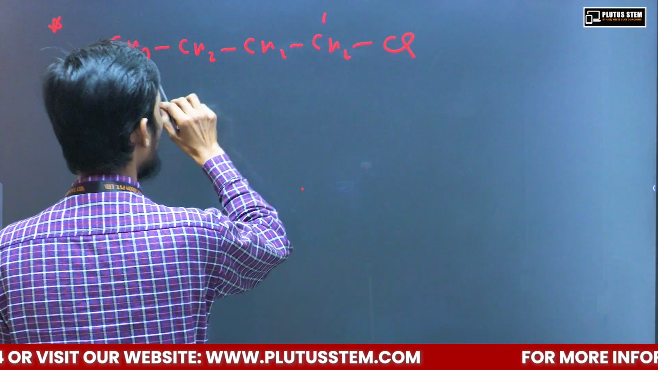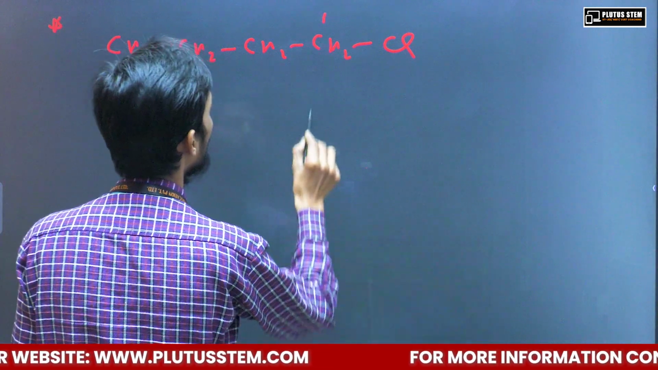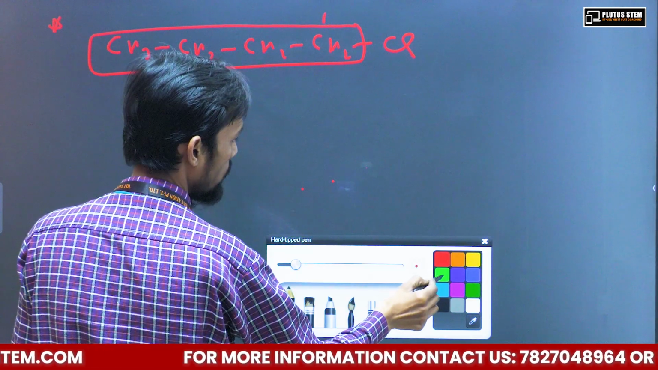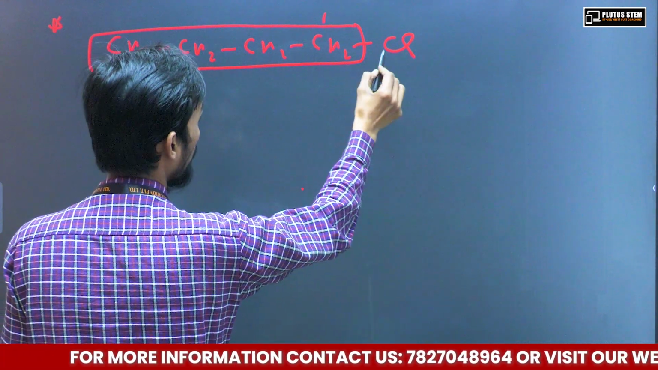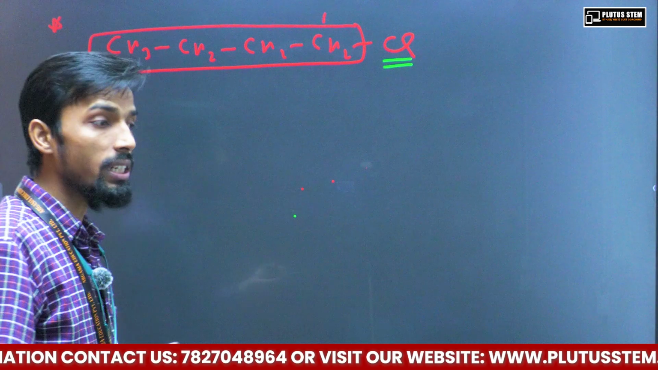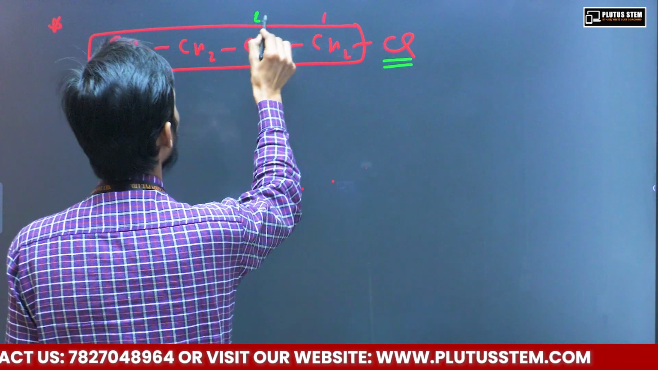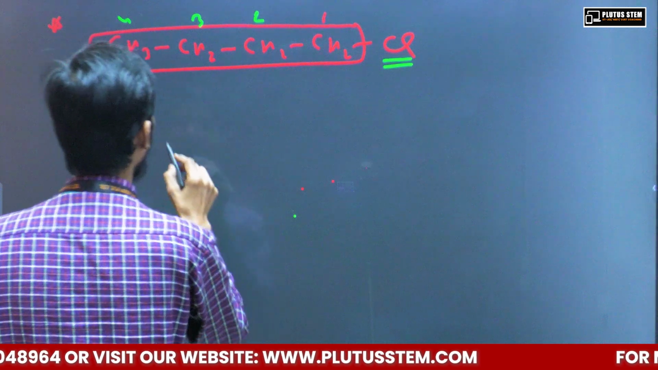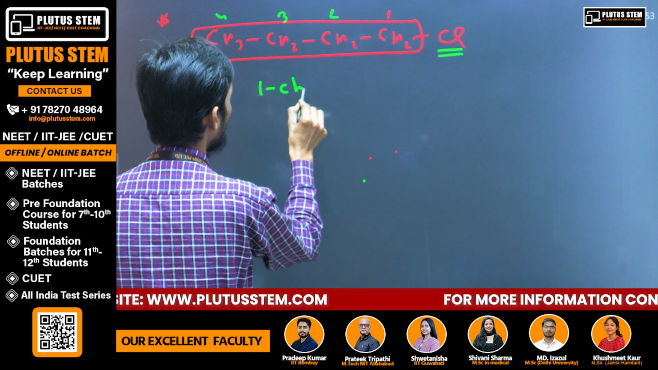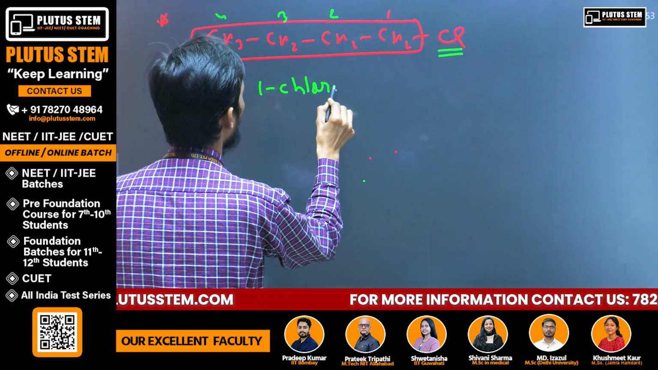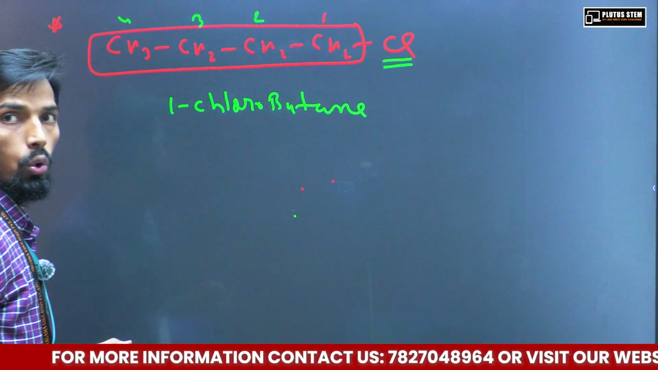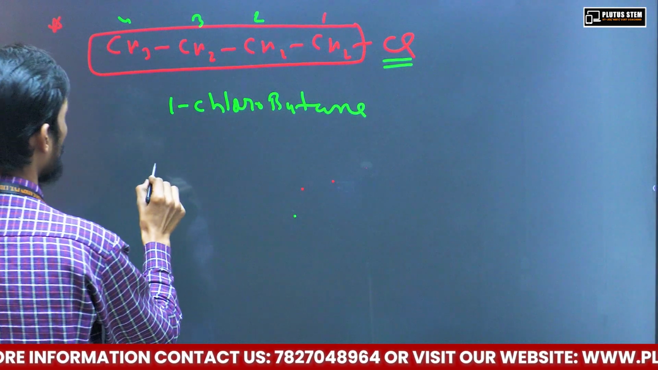So this is the longest chain over here, this one only, no other possibility. So numbering should be from the halogen. If we are not having any functional group, we will give preference to this chlorine: 1, 2, 3, 4. So at one position we are having chloro and butane: 1-chlorobutane.